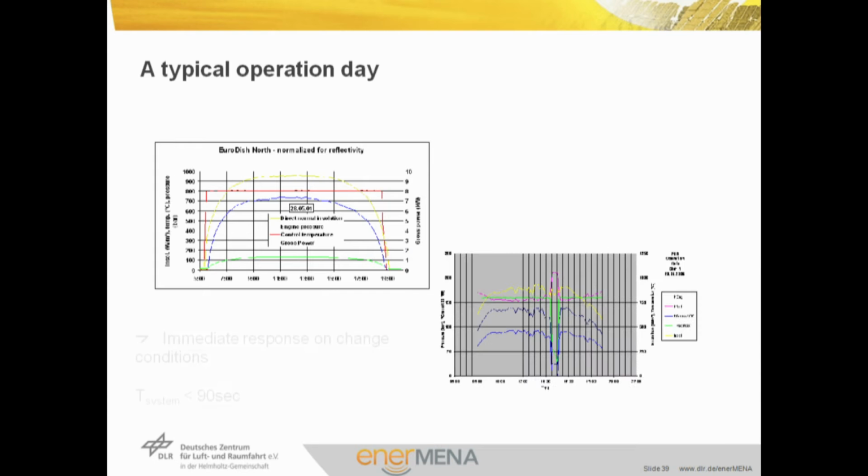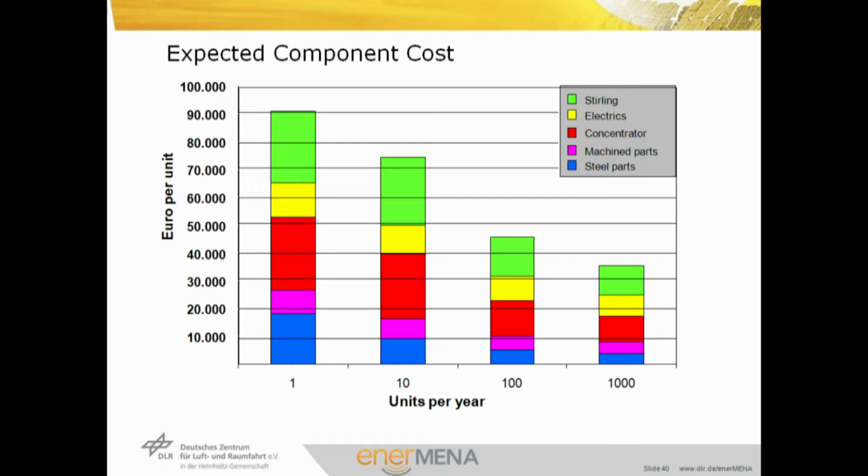The time constant that describes the system's reaction on changes on the input side is smaller than 90 seconds for many Stirling systems. With this slide we want to have a little bit closer look at the system costs for Stirling systems.